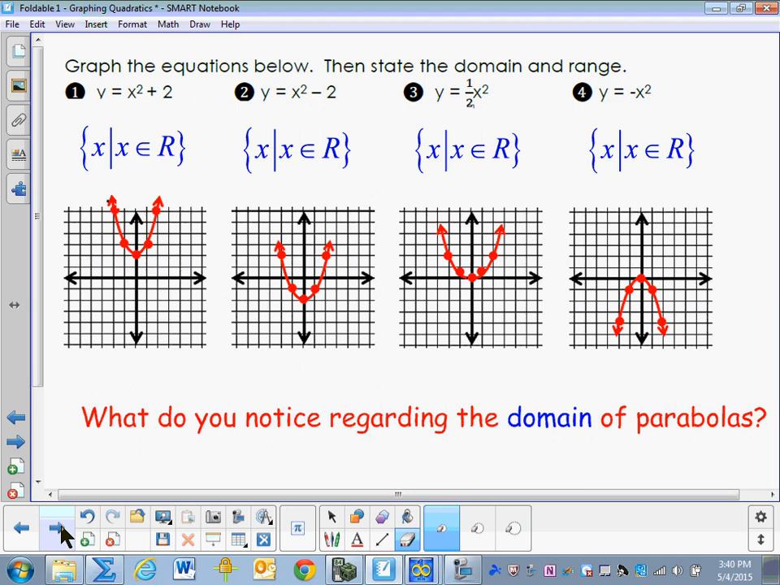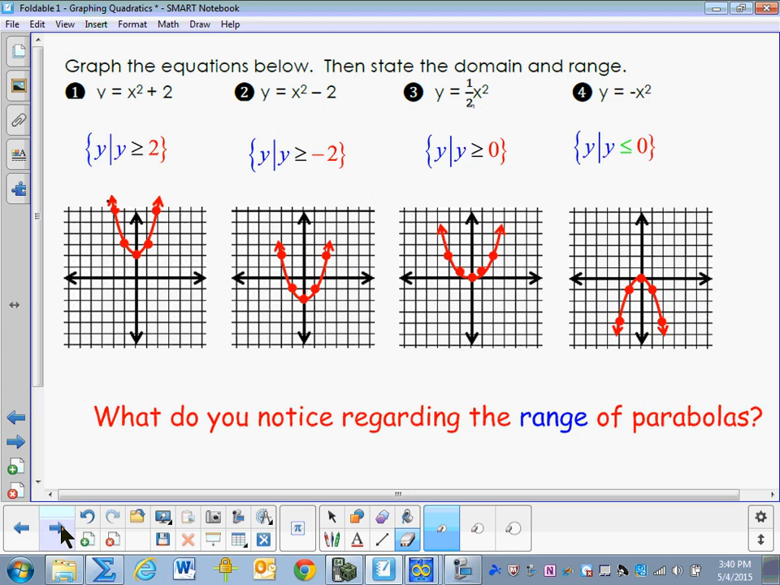What did you notice regarding the domain of the parabolas? What did you notice regarding the range of parabolas?